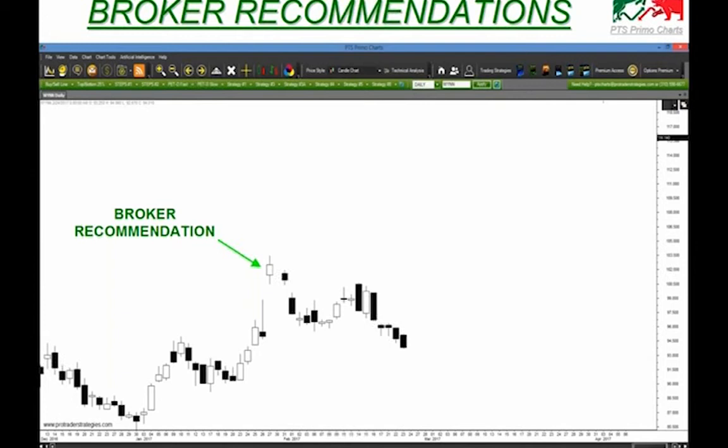Now, this is not saying that the recommendation was faulty. It's not saying that you shouldn't have purchased this. It's just saying that the entry point was faulty. So how do we fine tune our entries? If you're willing to get in at a lower price, you click on step 2, all right?